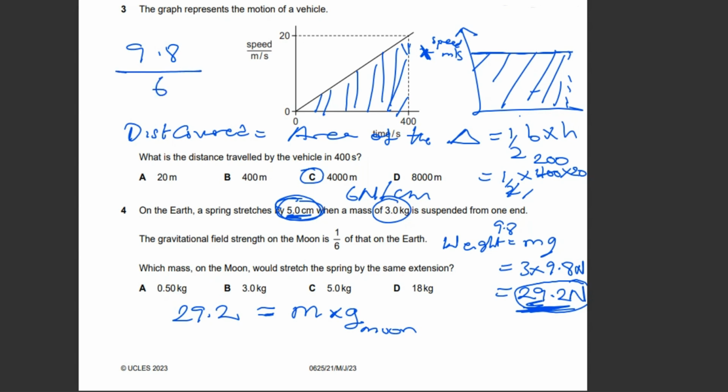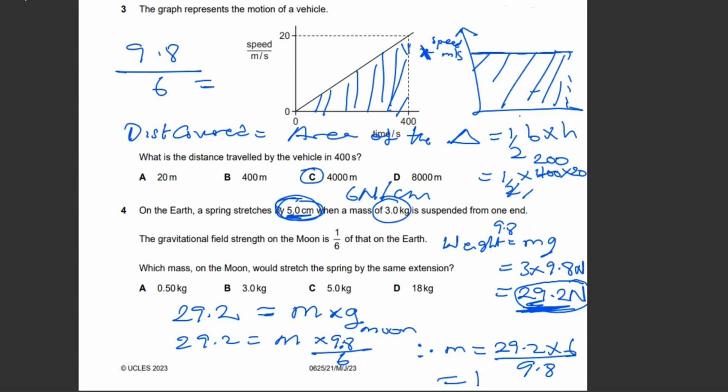So what's the gravitational field strength on the moon? 9.8 divided by 6. So let me just put it straight like this. 29.2 equals the mass I'm looking for multiplied by 9.8 divided by 6. Is that okay? So then my mass will eventually be equal to 29.2 multiplied by 6 divided by 9.8, and that will give me 18 kilogram. So I need an 18 kilogram mass to produce the same 5 centimeter extension on the moon. So the answer is D.